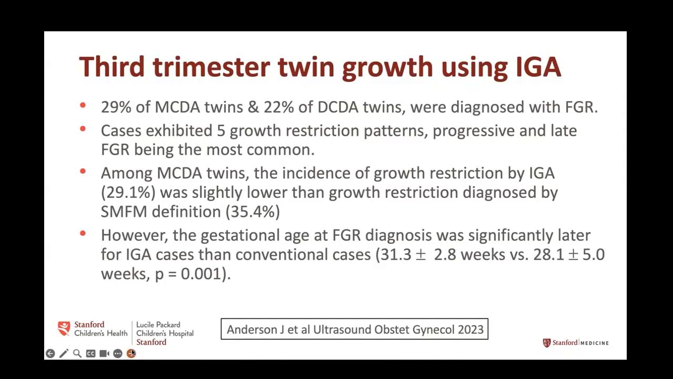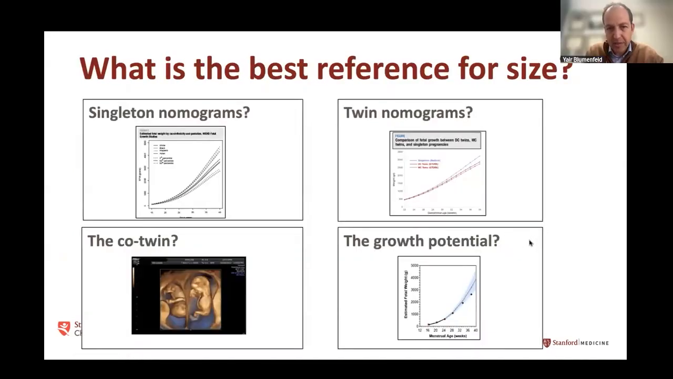So to summarize, putting all this together, what is really the best reference? Is it really the singleton nomograms, the twin nomograms, the co-twin, or growth potential? Time will tell, and there's more to be done there.